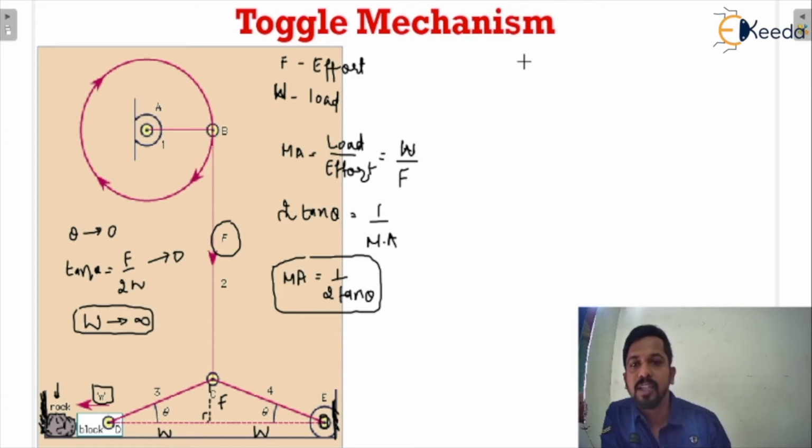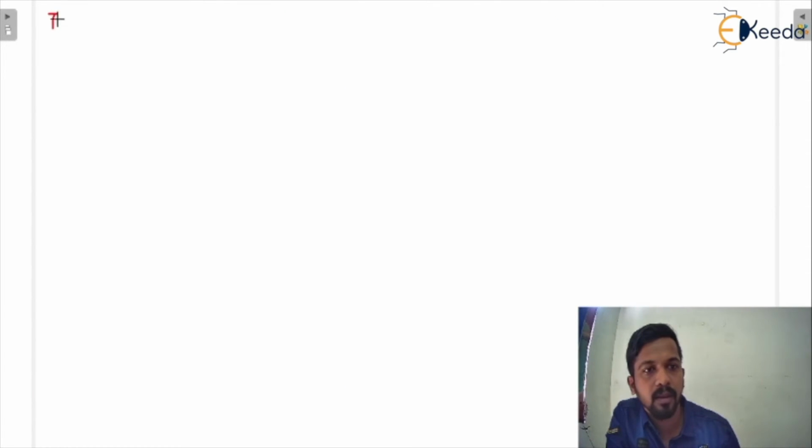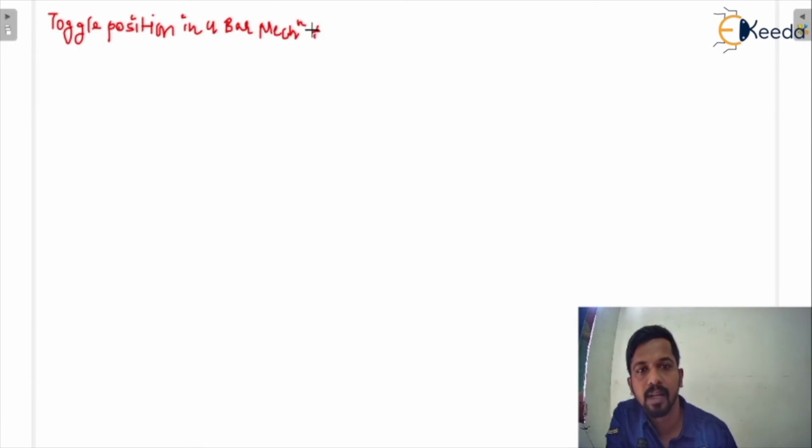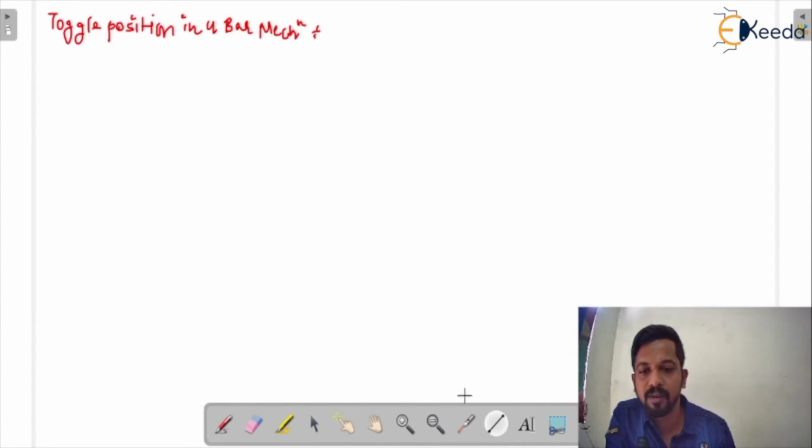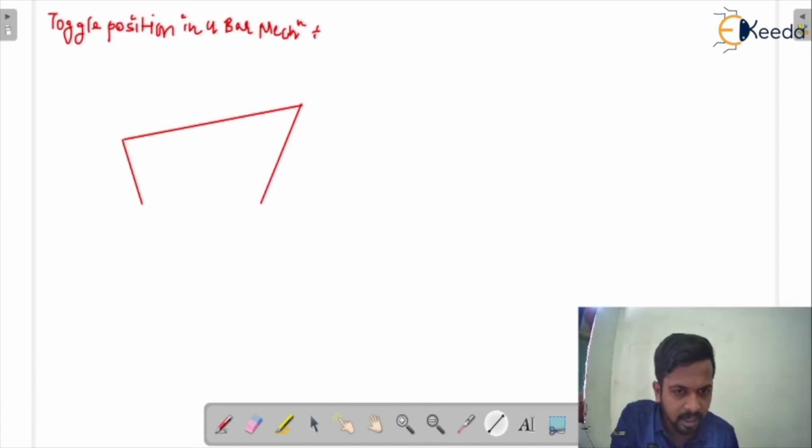Now we will study the toggle position in a 4-bar mechanism. So the next topic is, I'm going to write here, toggle position in a 4-bar mechanism. Okay, 4-bar mechanisms, so we have to draw the 4-bar mechanism, and we all know that there are 4 links in the 4-bar mechanism like that.